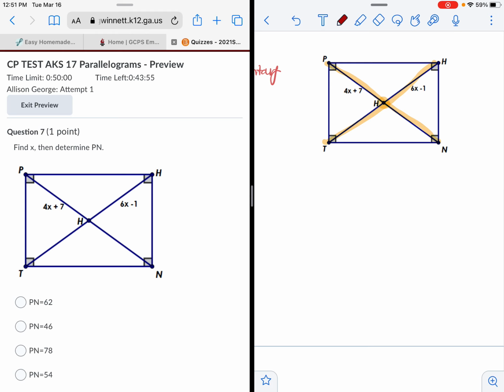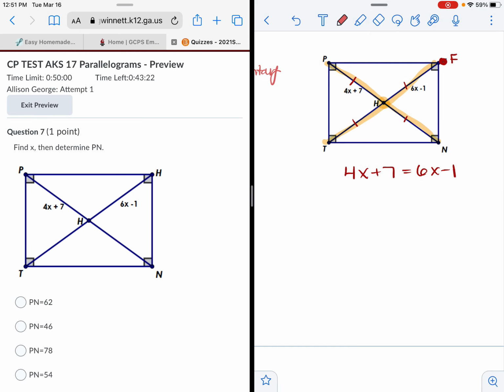And so what happens is all of the pieces of the diagonals end up being congruent to each other. And that's what we're going to use to solve this. Since PH and HF, let's just label this as F, are congruent, I can set them equal. So 4x plus 7 equals 6x minus 1.